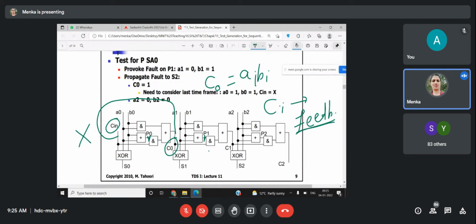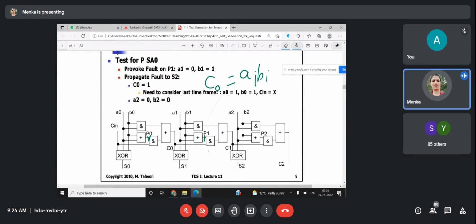Ma'am, you said that C0 we take as 1 because it is a non-controlling value. What was the reason for that? Okay, I'm coming to that point, but first please understand. First, my target is to fix C0 to a fixed value because C in was X. It was a don't care condition because of the feedback system, right? Correct? Yes, ma'am. Okay. Now where is the fault? Fault is residing at P.